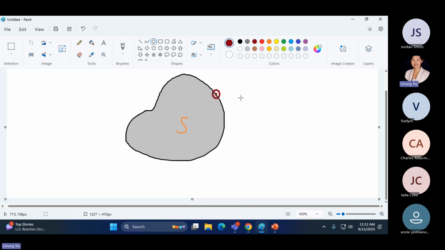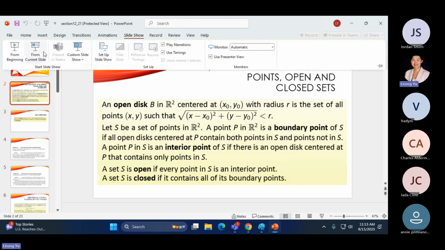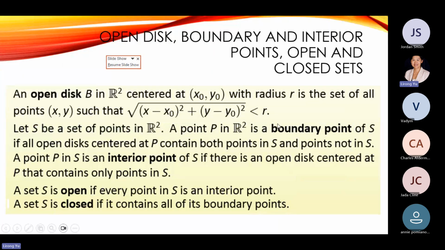No matter how big or small you draw the open disk covering the point, the open disk will always have some part that belongs to the outside of the set S, and some part that belongs to the inside of set S. And this kind of point, we call a boundary point. So we give it a really specific definition of what's being considered the boundary, what's being considered the interior point.